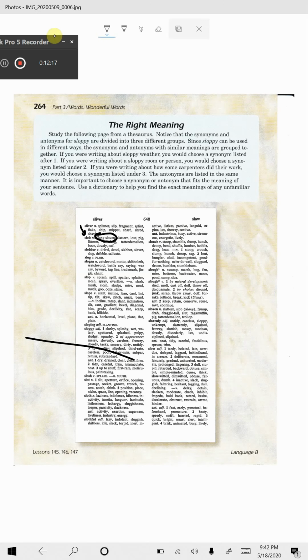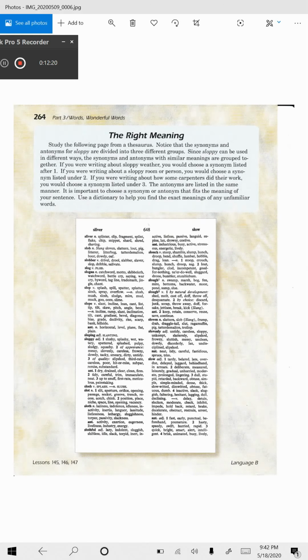All right, let me go back to this other page. I know I'm flopping back and forth here.